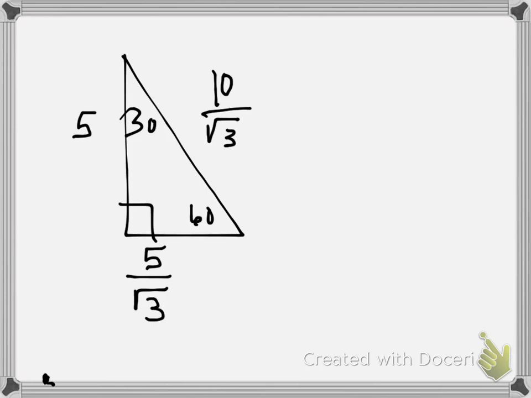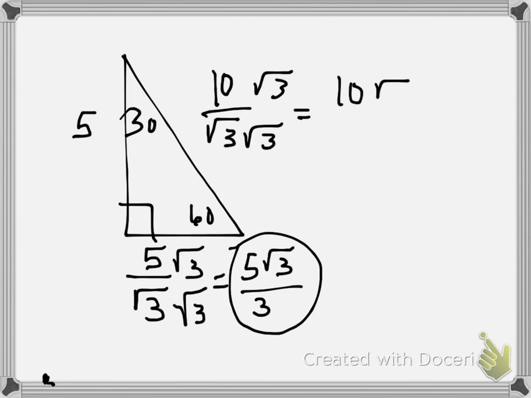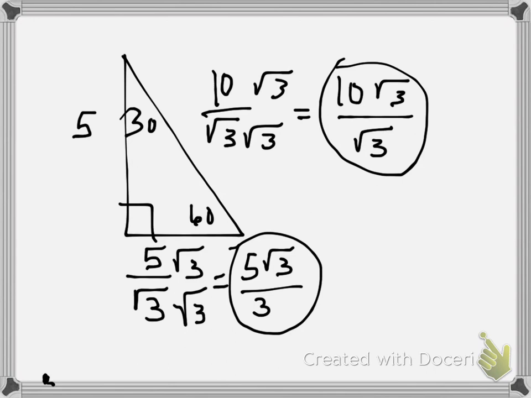Now better math would tell you to rationalize the denominator. So you times by square root of 3. And you really get 5 root 3 over 3. And you get 10 square root of 3 over 3. Just over plain 3.